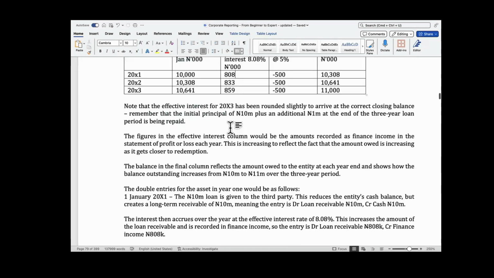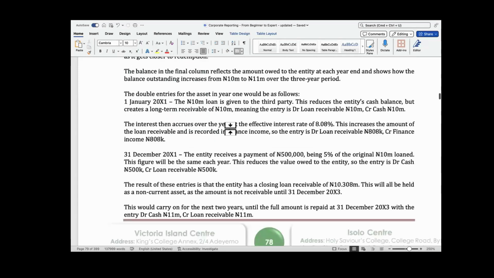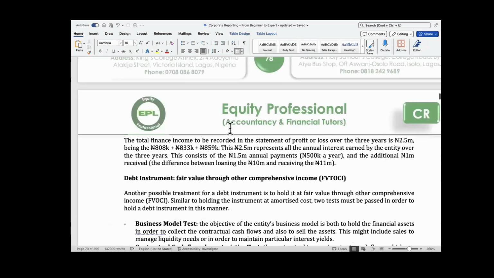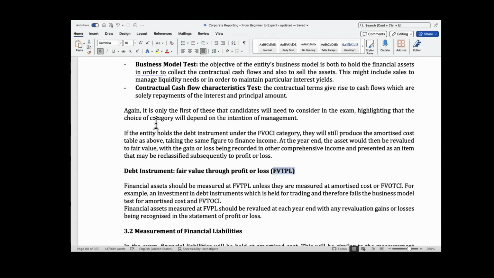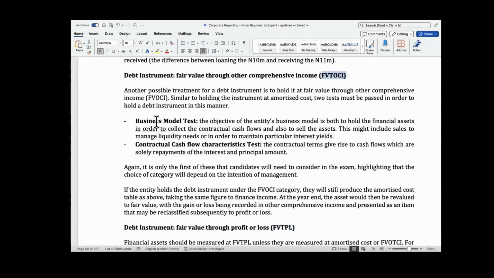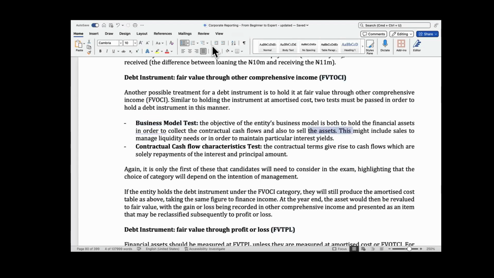Then for fair value through P&L, we said that if you cannot classify at fair value through OCI or amortized cost, then you classify at fair value through P&L. And for fair value through OCI, you classify and measure using fair value through OCI if your business model is to collect interest and principal and also to sell. That's all I've mentioned so far.